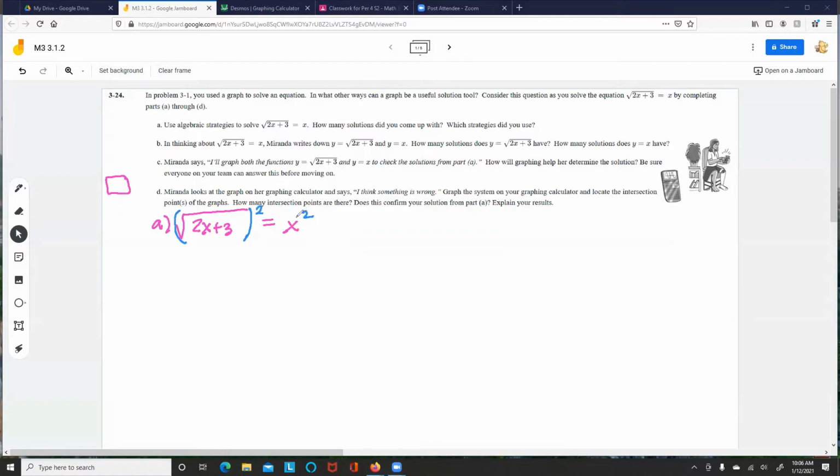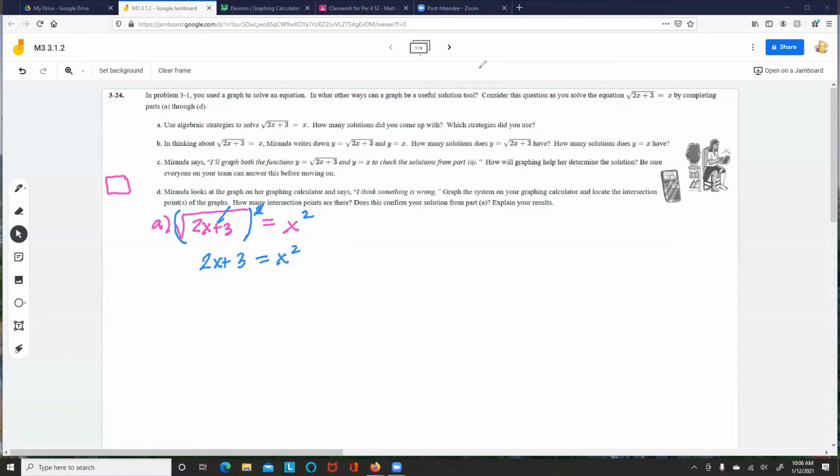I think this is the first time we've done this in Algebra 2. We might have done it in Algebra 1 a little bit, Math 1. So when you square the square root, that's just going to get rid of the square root, right? So we're just going to have 2x plus 3 equals x squared.